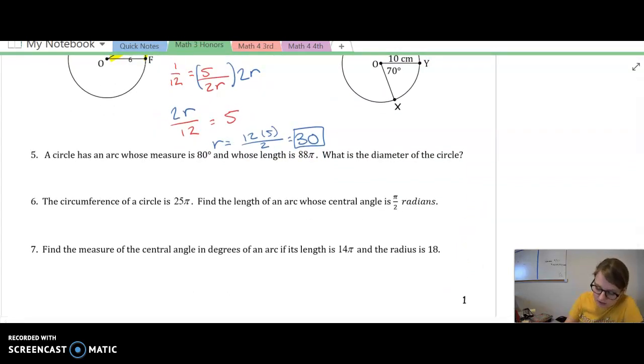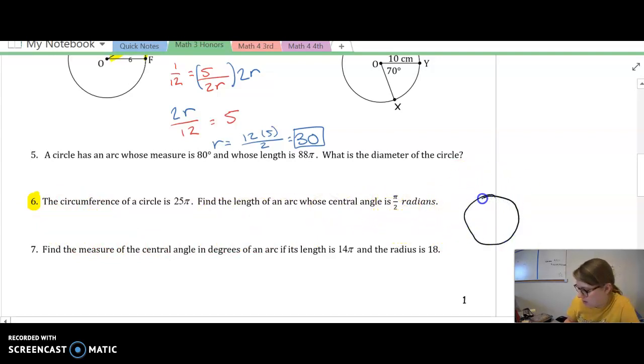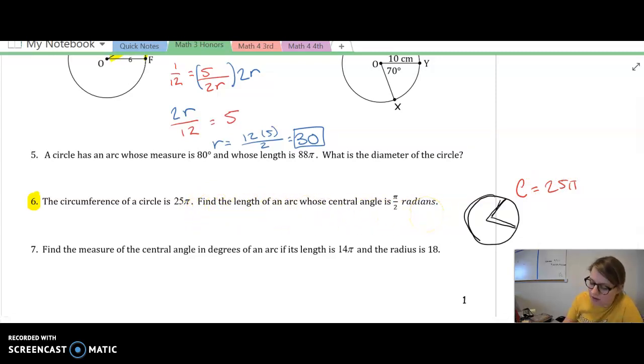I especially want to do number 6 here, so let's do number 6. We have a circumference of a circle is 25 pi. Find the length of an arc whose central angle is pi over 2 radians. I'm just going to draw a little picture real quick, because not every time we'll have a picture. The circumference of the circle is 25 pi. Now I can't really draw that, but I'm just going to say over here, circumference equals 25 pi. Now we have to find the length of an arc whose central angle is pi over 2 radians. So we're finding the length of this arc, and our central angle is pi over 2.